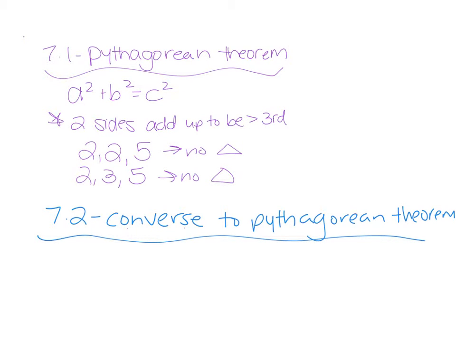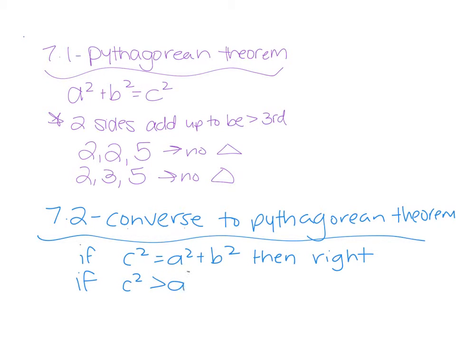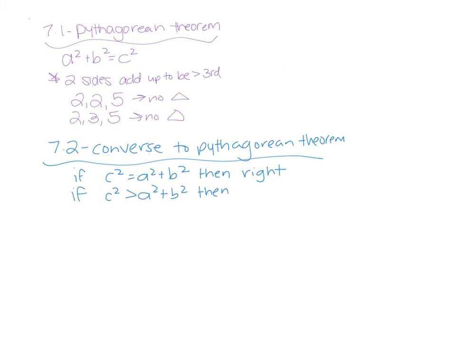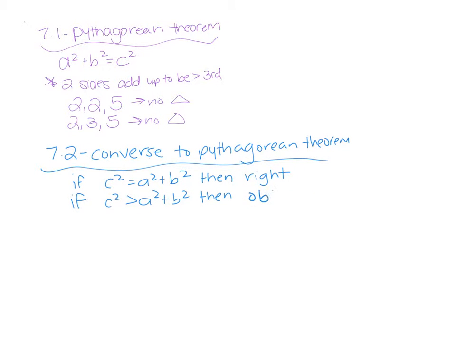7.2 was the converse of the Pythagorean theorem. So if c squared equals a squared plus b squared, then what kind of triangle is it? Good. If c squared is greater than a squared plus b squared, then what kind of triangle? Obtuse. And if c squared is less than a squared plus b squared, then it's acute.